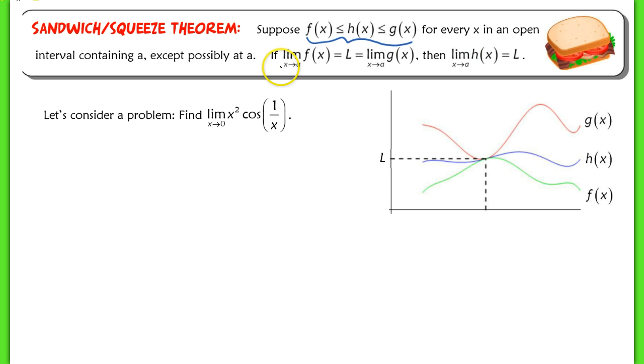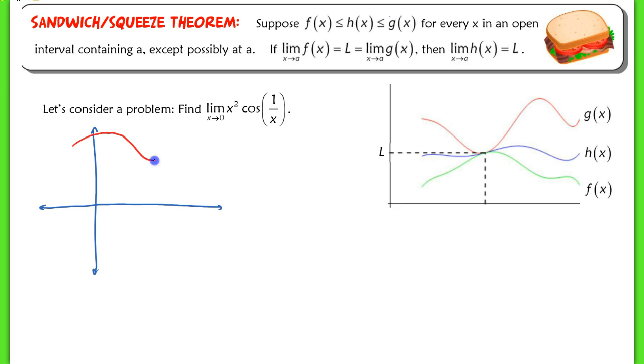But if you know that the limit as x approaches a of f of x is L, and you know that the limit of g of x is also L, so these two limits are the same, then that means the limit of the function in the middle, it's sandwiched between them, that will also equal L. Now, let me just visually explain what's going on here. I know I have a picture here, but you're seeing all of it all at once. So I want to visually kind of explain this first, and then we'll work on the problem.